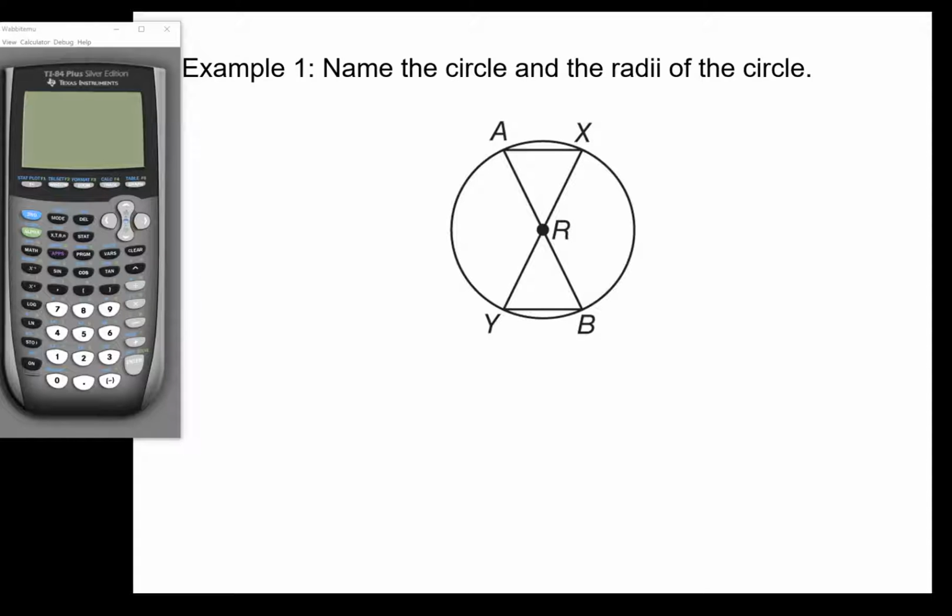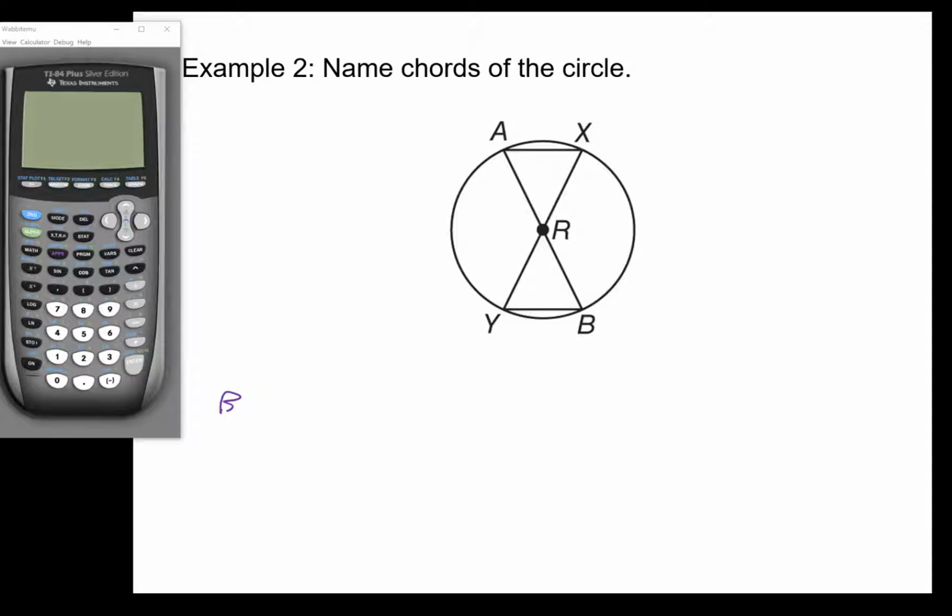All right, example 1. Name the circle and the radii of the circle. So first off, our circle, we're going to use our circle symbol. This is circle R. Now, all of the radii, or all the segments that have R in them, we've got segment RX, segment RA, segment RY, and segment RB. Remember, if you need to copy these down, I know I'm flying through it, you can always hit the pause button if you need to.